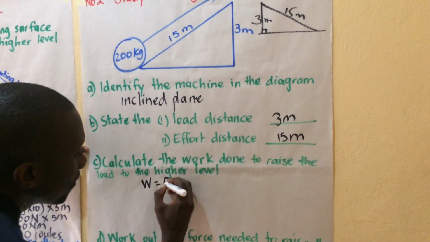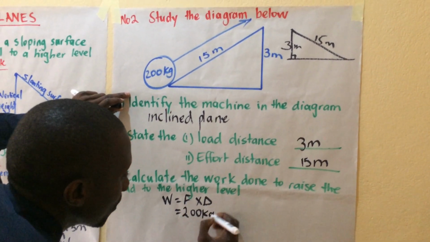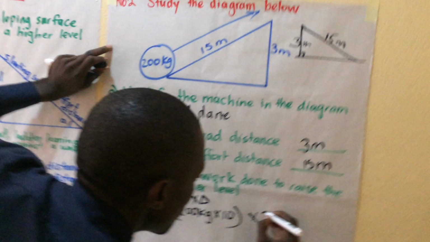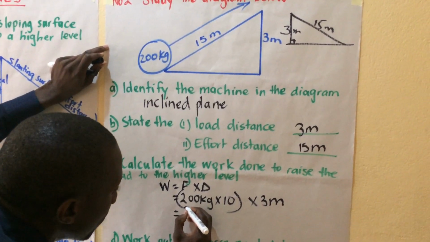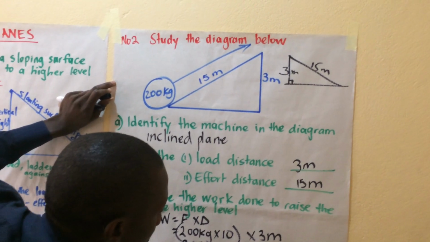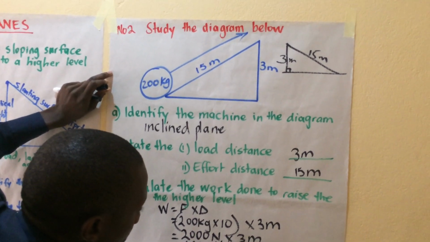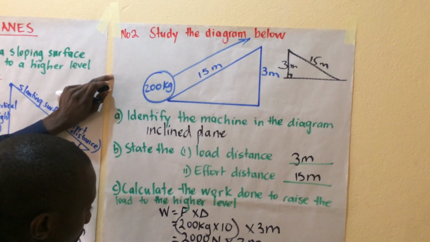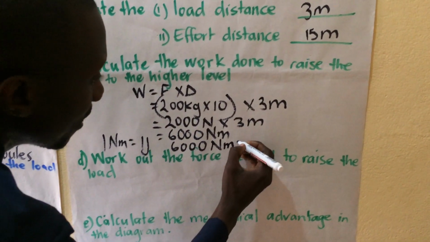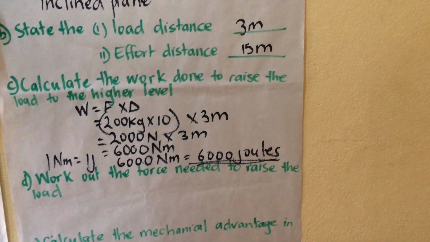Work is equal to force times distance, which is equal to 200 kg times 10. You know why we multiply by 10 first. Then times the load distance, which is 3 meters, which is 2,000 newtons times 3 meters, which will give us 6,000 Newton meters. 1 Newton meter is equal to 1 joule. Therefore, 6,000 Newton meters gives us 6,000 joules. The space was not enough.